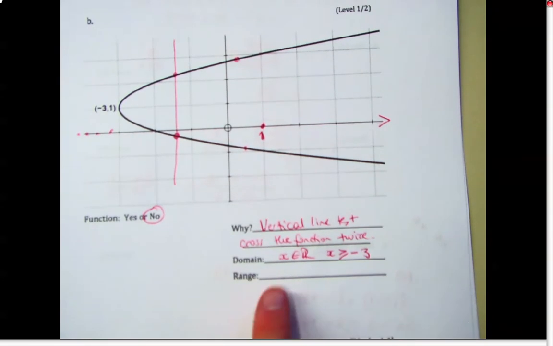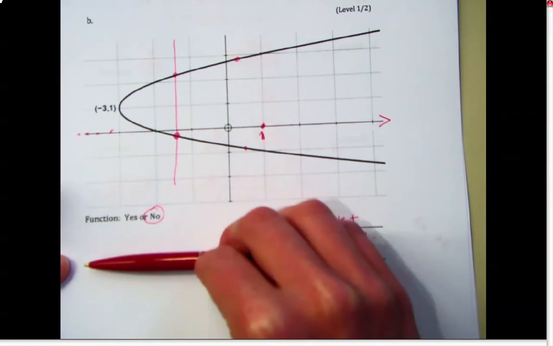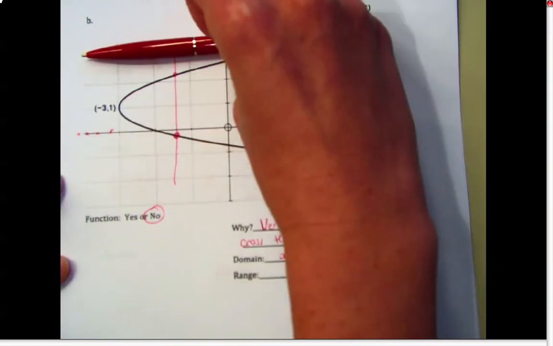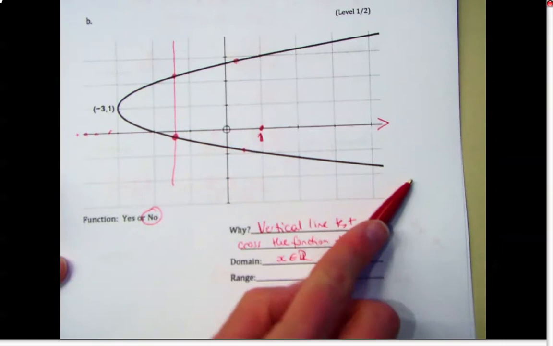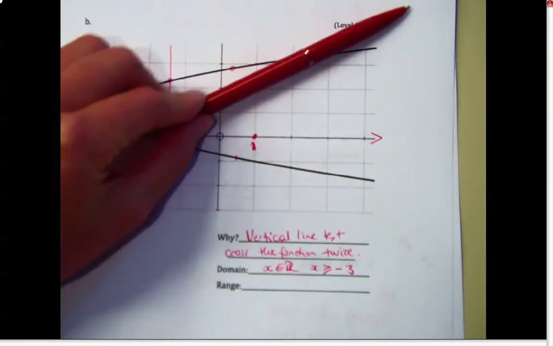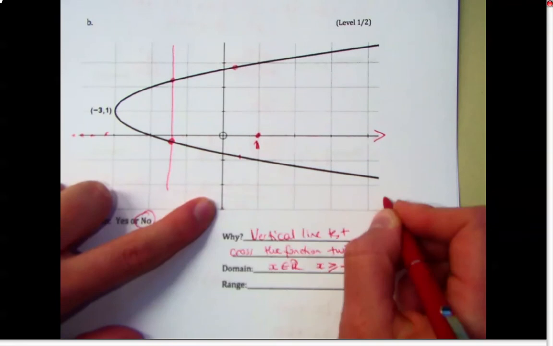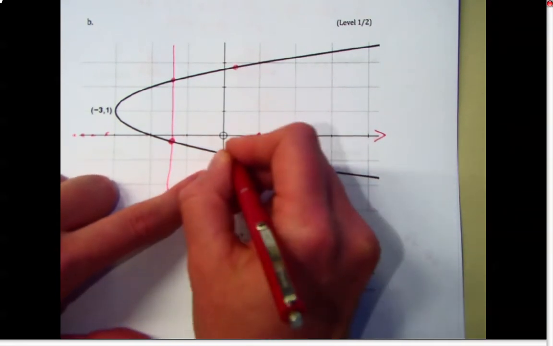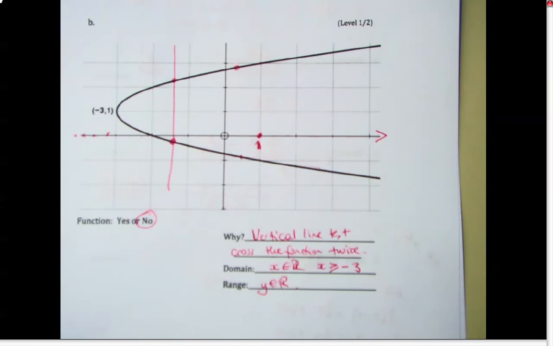Whereas for the y values, the question is, are there any y values that can't be used as outputs? And there are none. We assume that this carries on to infinity in that direction, and this carries on to infinity in that direction. So I'm never going to come across a y value that doesn't cross the function, that doesn't have a matching x value. So the range is just the real numbers.